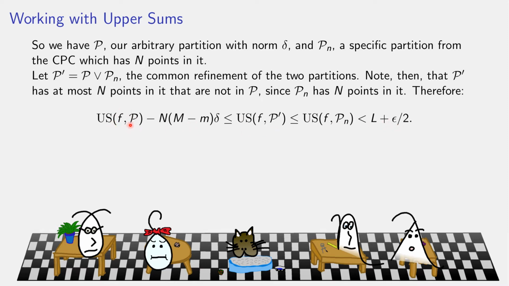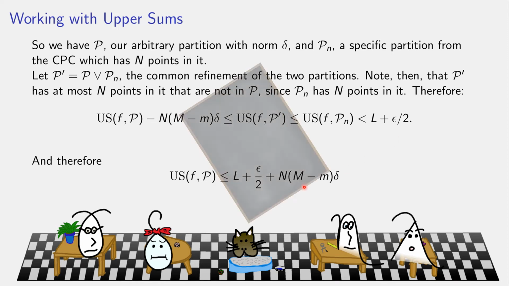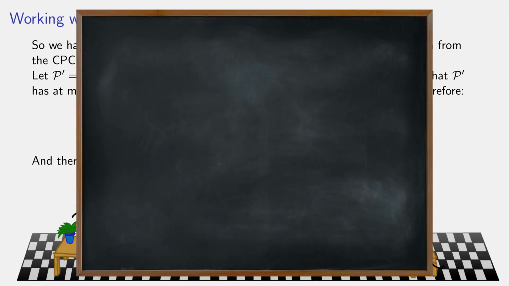So here is our chain of inequalities that we now have. This is an upper sum for our arbitrary partition P. All of this one was our refinement of P with Pn, and this is Pn, and this is all very specifically in the correct spot. So therefore, since the upper sum of f with respect to P minus this quantity is less than or equal to L plus epsilon over 2, we get that the upper sum of f with respect to P is less than or equal to L plus epsilon over 2 plus all of this stuff.